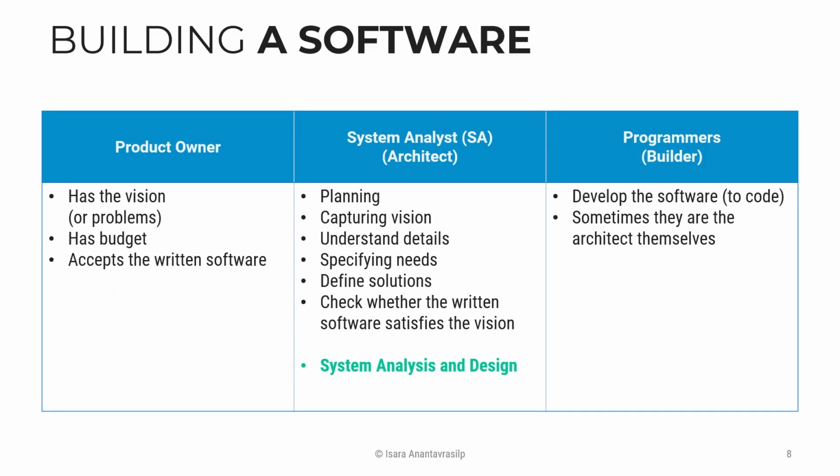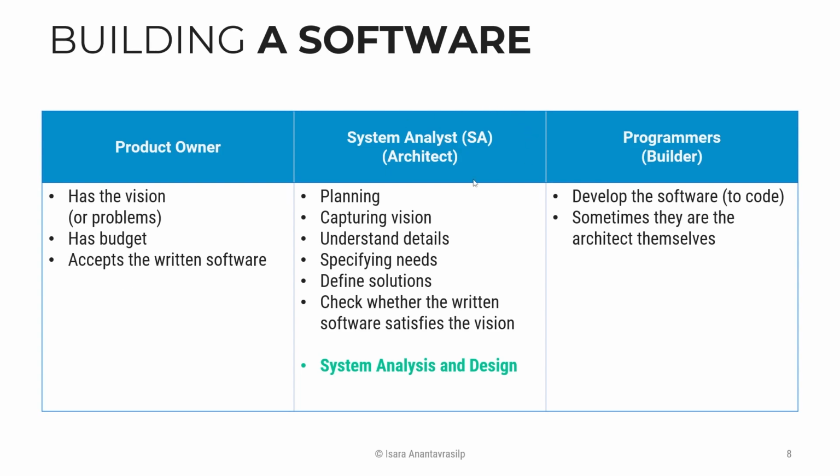In software business, to build a software, we have a similar structure. First we have the owner. We call him product owner. The product owner has a vision, or problems that need to be solved, and he of course has some budget, some money in his pocket. Usually the product owner has a specific budget, like, I can't afford this much, I can't go beyond this. And he has to accept the written software, but we're going to come back to this point later.